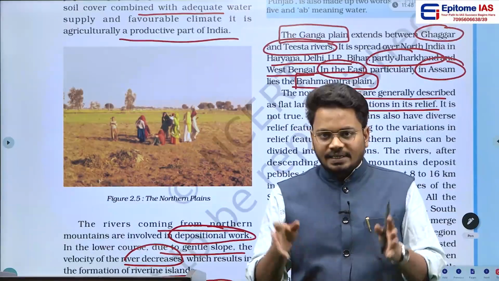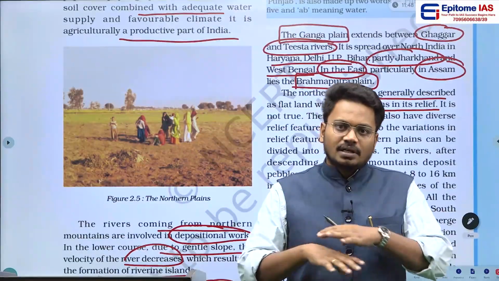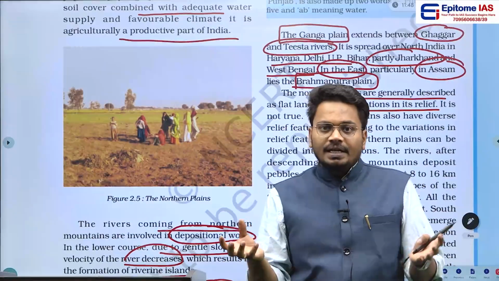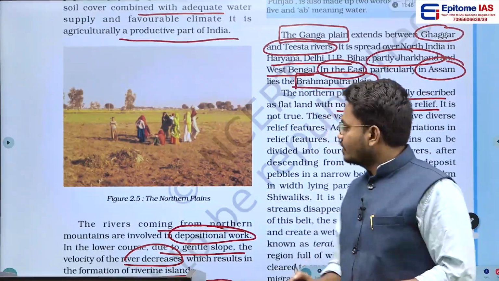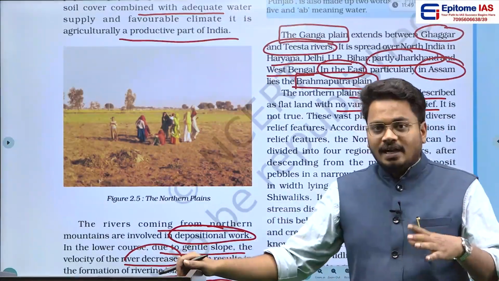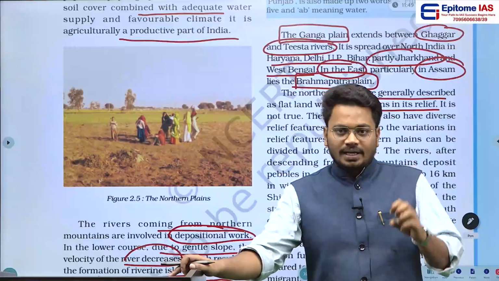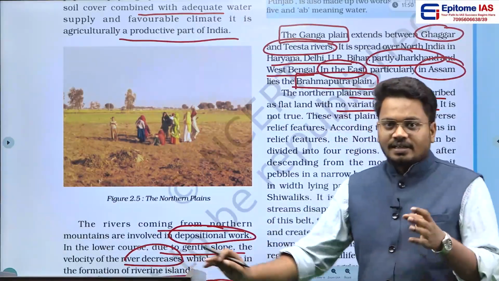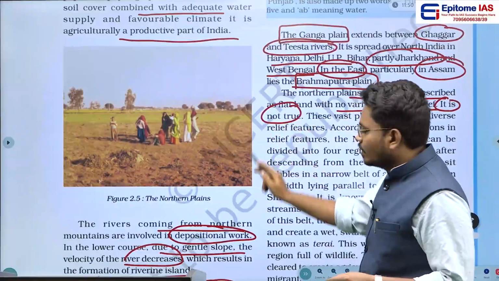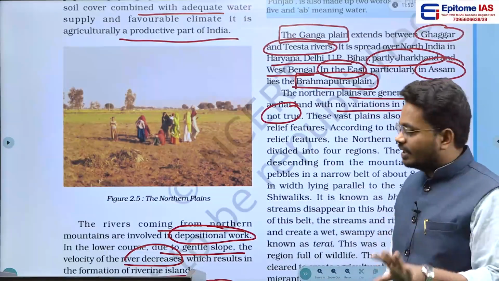So, that is the notion. Generally we consider plains as flat lands without any variations in their relief structure. So generally we expect that these plains are flat areas without any variation in their relief structure, but this is not true in case of these particular northern plains. Why? We will be seeing that.